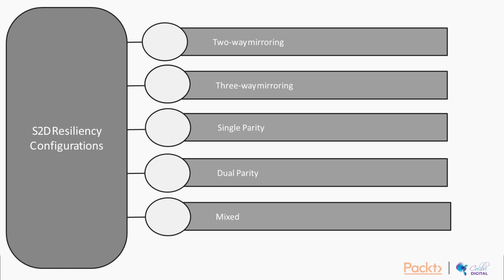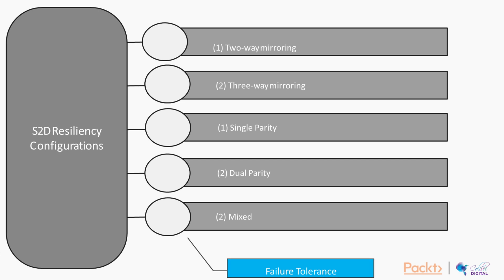Now, the reason why the cluster implements this is to support tolerance of failures of an individual node. You can see here that the two-way mirroring and single parity can only support the loss of a single node, while the other 3 options could support the loss of 2 nodes at a time. So this is simultaneous node loss.